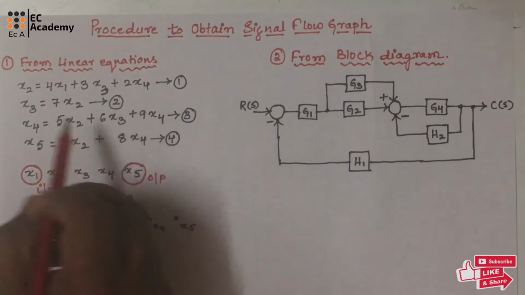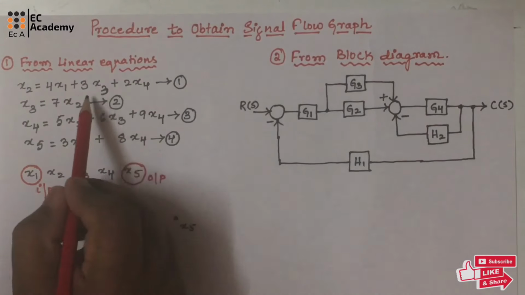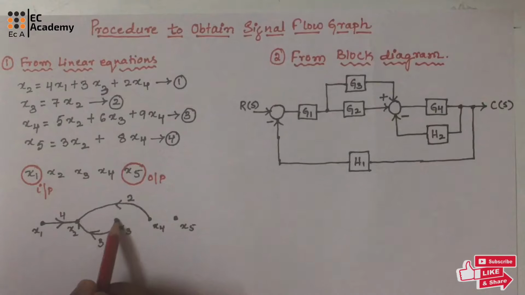In this equation, if you observe, we have drawn a signal from x3 to x2 using a loop. We have not represented this signal by a straight line with an arrow in that way, because the line joining these nodes should always be a forward path. So in the forward path we should not draw the signal in the opposite direction.